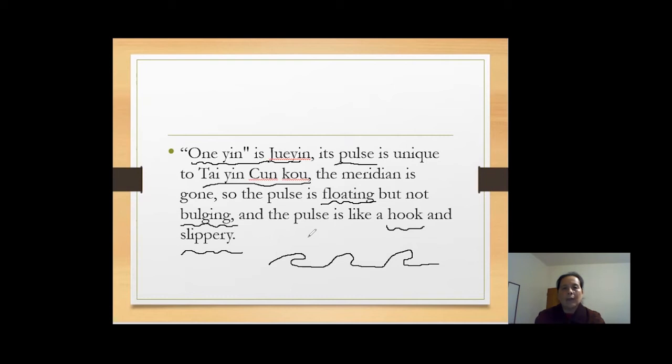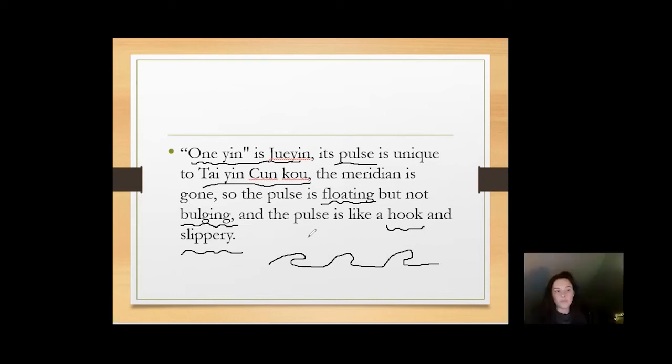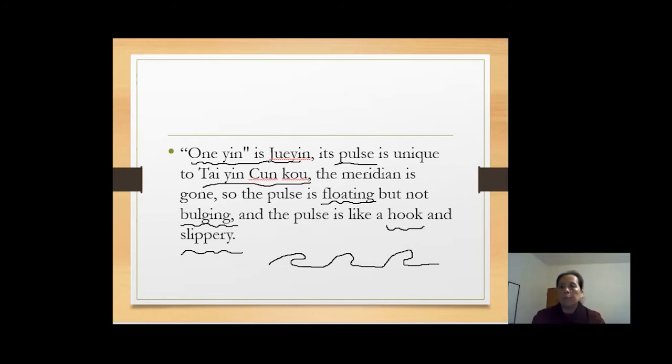They are coming, floating in the superficial position. It's not that strong, but they come looking strong, and then they go away pretty fast. So these kinds of pulse that they talk about in the Jueyin belong to the Jueyin pulse.